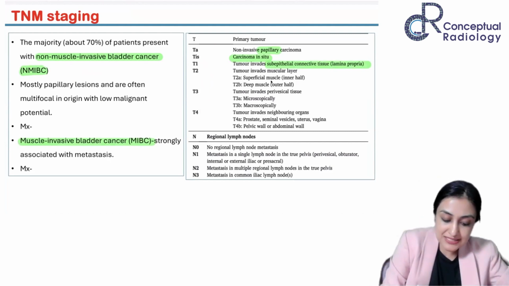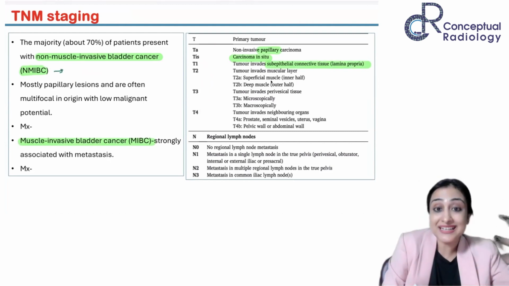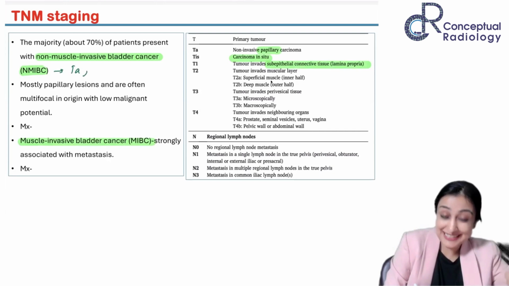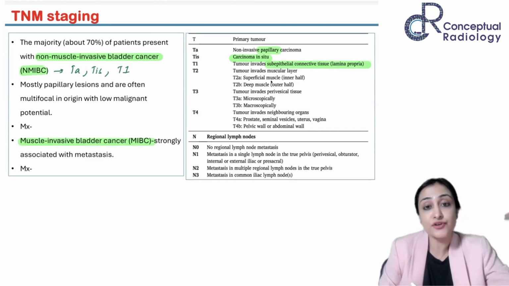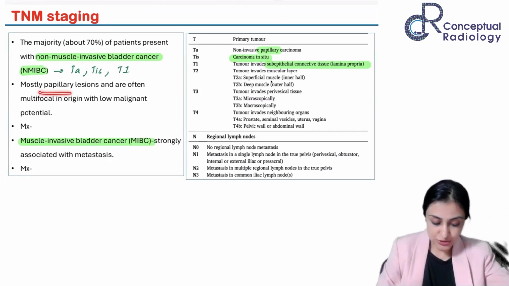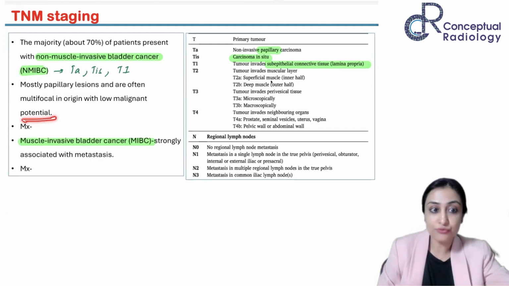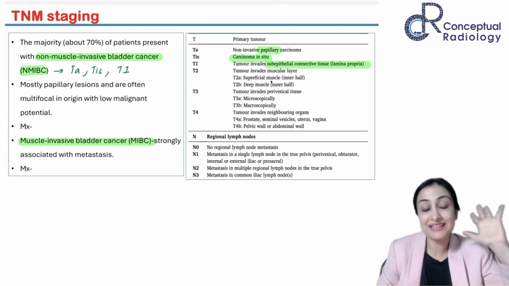So non-muscle invasive includes three T stages. What all? TA, which is papillary, TIS, which is carcinoma in situ, and T1, which is only going till the first layer, that is lamina propria. Okay, so these are mostly papillary lesions. They are often multifocal with low malignant potential.